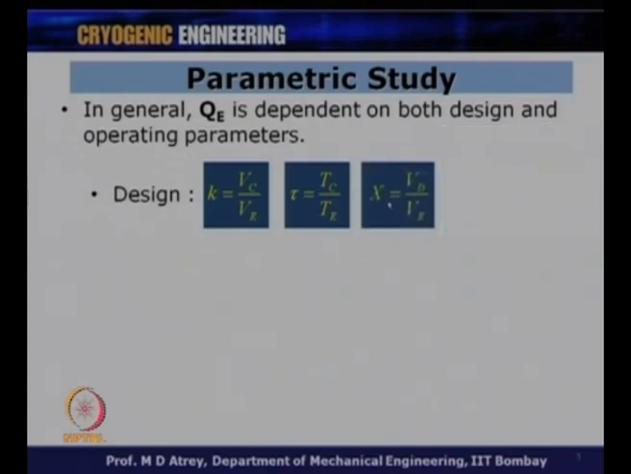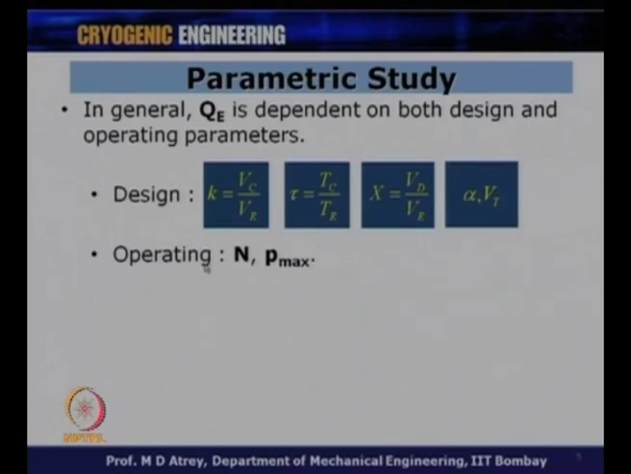Similarly, what is my dead volume ratio, which is X? Dead volume ratio is nothing but the ratio of all the dead volume in the system to the swept volume in the expansion space for the cryocooler, and then alpha, which is the phase angle between the expander and the piston motion, while Vt is nothing but Vc plus Ve, that is total swept volume. These all could be clubbed as design parameters.